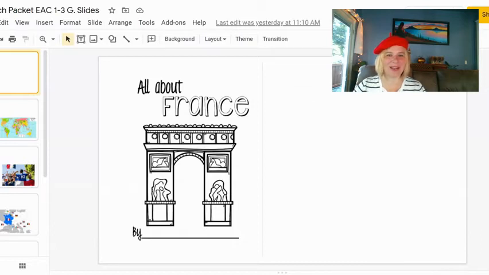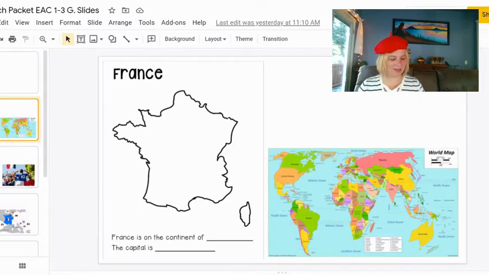So you'll need your packet out, you'll need a pencil, and you'll need something to color with, especially red and blue. So either color pencils or crayons. Probably not markers, it usually bleeds through the paper. So try to get crayons or color pencils out for this. Okay, once you've got those out, go ahead and write your name on the front of the packet if you haven't already, all about France. And then turn to the next page.